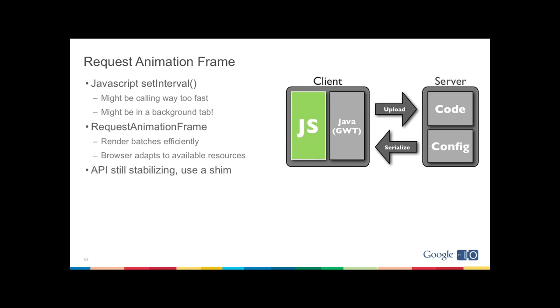So that's where request animation frame comes in. Request animation frame has a very similar format in that you specify a callback and it'll attempt to call you, but it puts the browser in charge. So the browser can take account of all the conditions that it knows about and decide intelligently whether you should be called back.